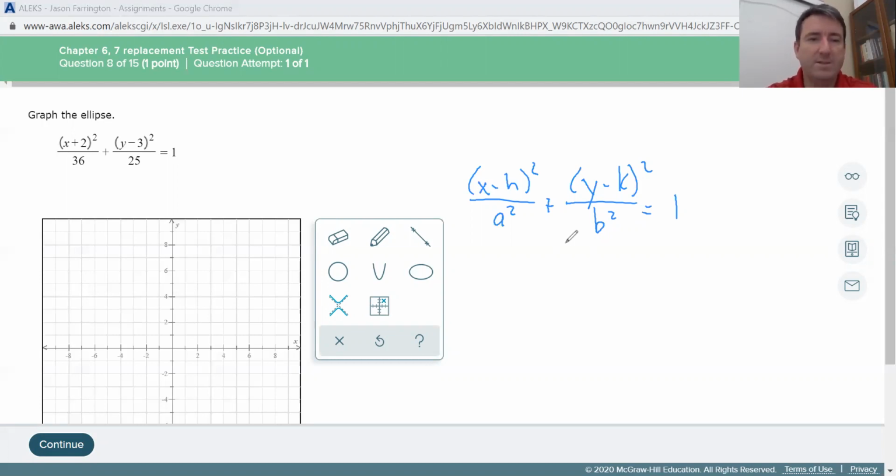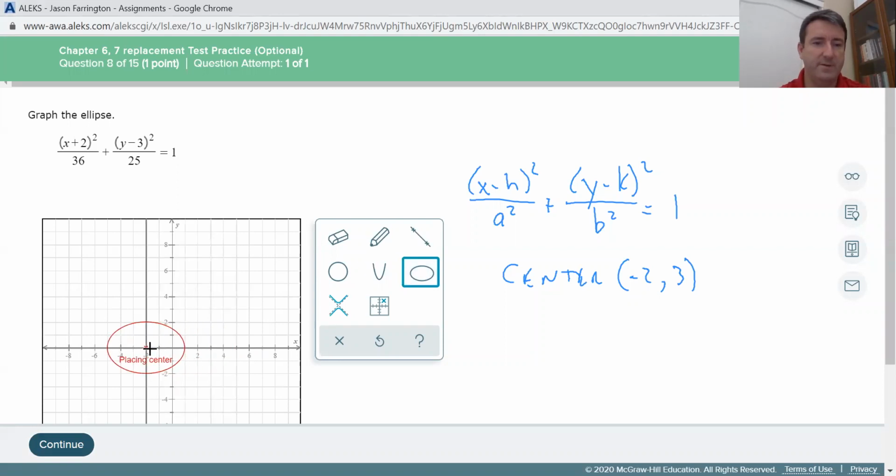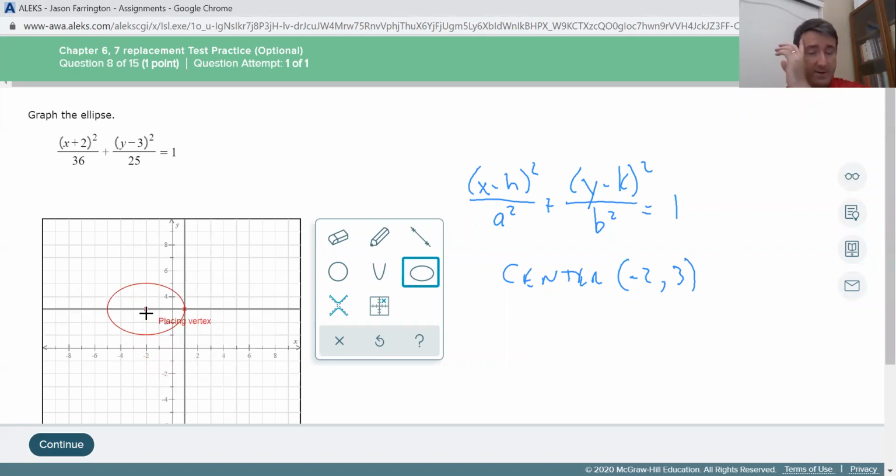So here our center is going to be at -2, 3. So let's go ahead and graph that. We have an ellipse, and our center is at -2, 3. So there's our center, and the a is going to give us the distance we go on the x-axis. So we're going out 6 on the x-axis, because the square root of 36 is 6. So we're going out 6 in this direction.